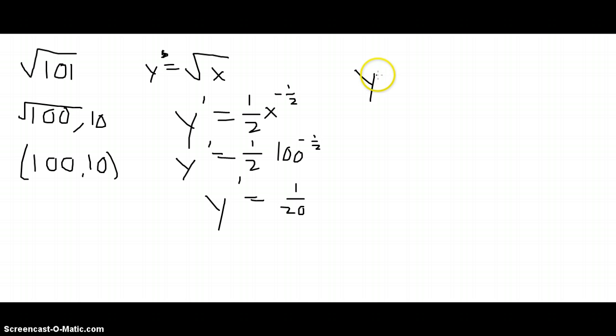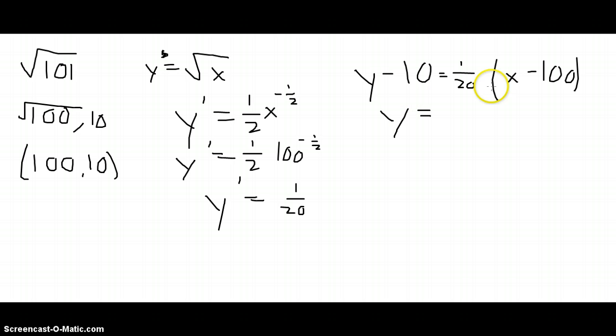So y minus 10 equals 1/20th, parentheses x minus 100. Or we're going to just simplify this correctly. You don't have to distribute this at all. So let's give it plus 10. And then plus this whole entire chunk here, which I'm too lazy to write.